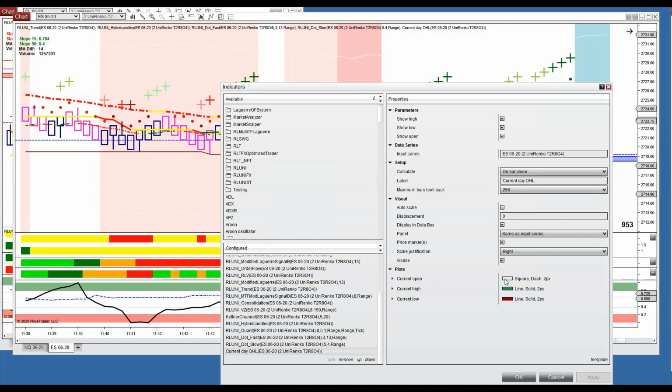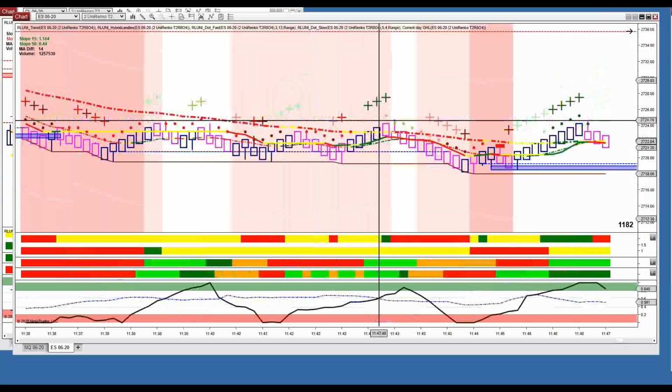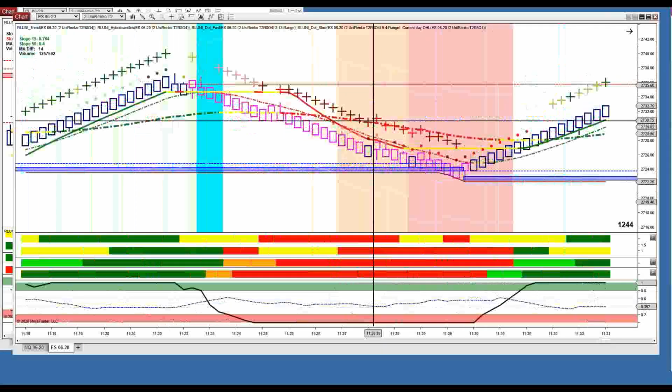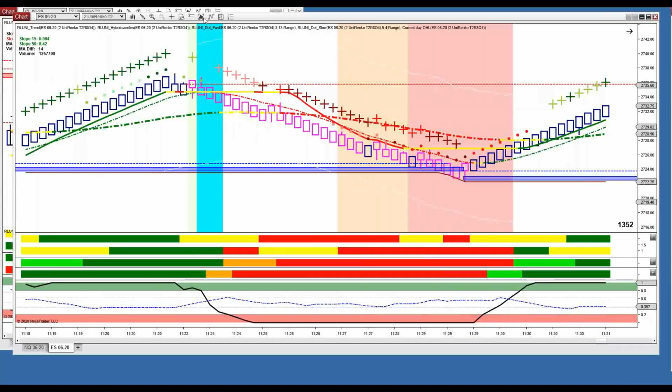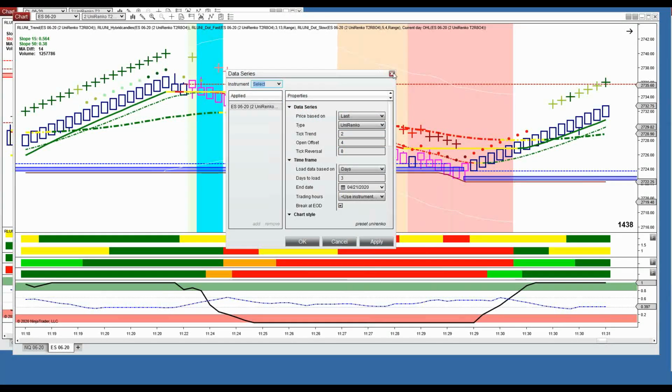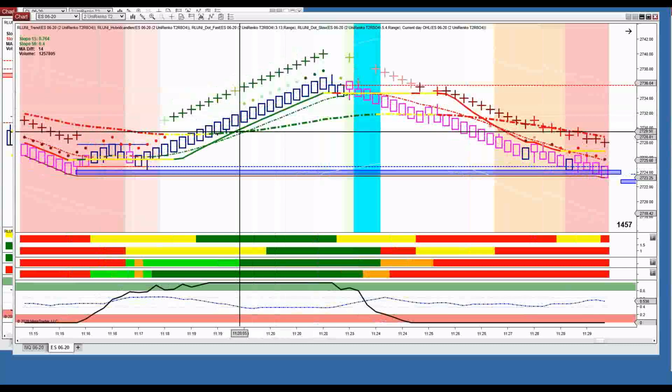I don't care about the open. The current high is green. The current low is maroon, the high of day. And I'll show you the trade that I took. In fact, this may be even a better transition zone. Let me take a look at this.